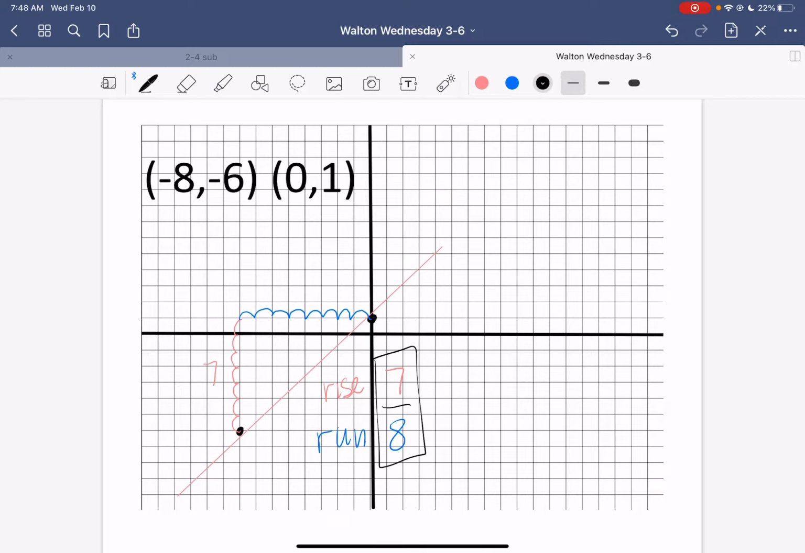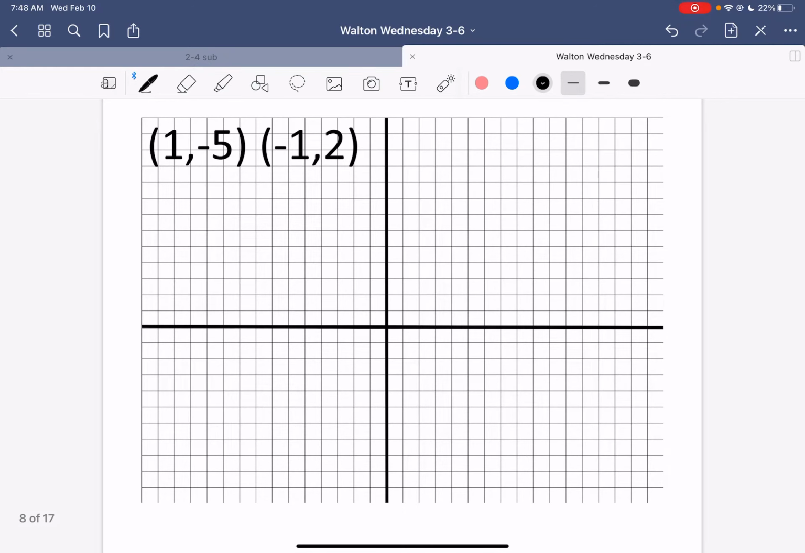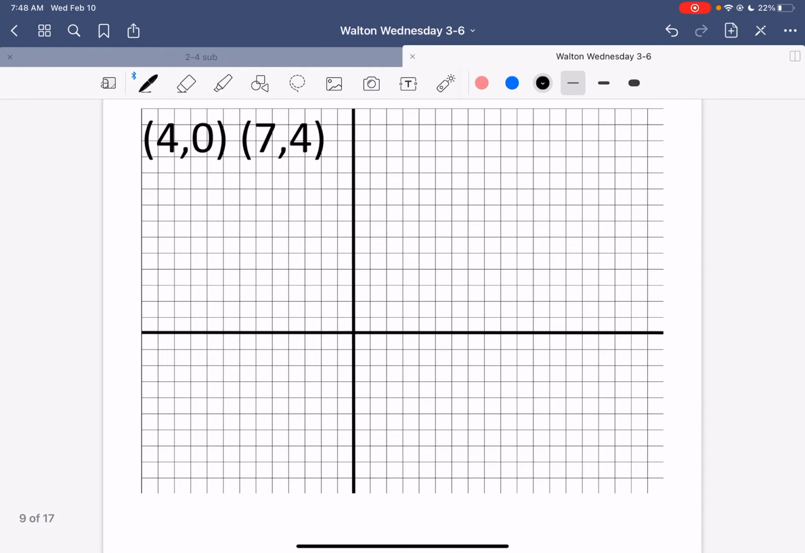So what I'm going to do is I'm going to scroll to the next one. I want you to pause the video, and I want you to try and use the same method and do that. So pause, do this one. I'm going to scroll to the next. Pause, do this one.